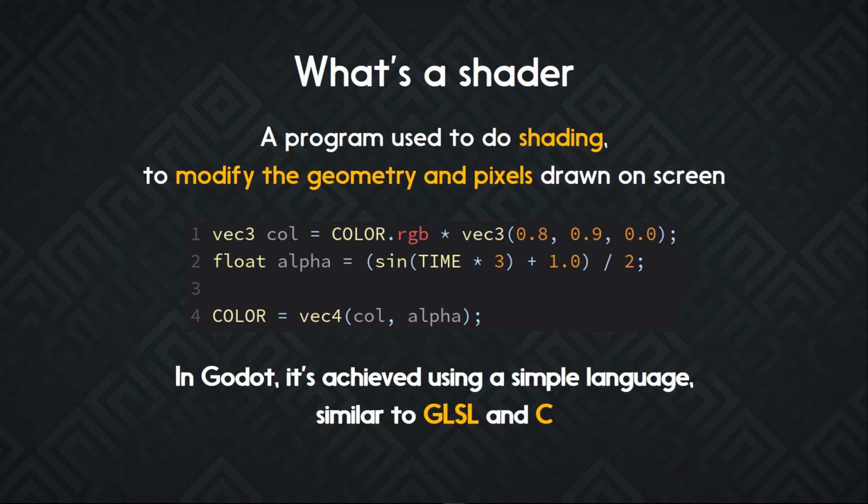In Godot, you write shaders using a simple language that's specific to Godot. It's similar to GLSL, the OpenGL shading language. It's a bit simpler, but also similar to C in the syntax. You can see how we have to specify the type of the variable, like the vector 3 here, and we append a semicolon at the end of every statement.